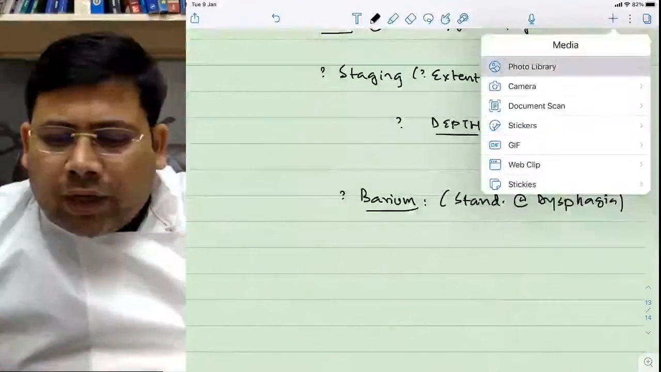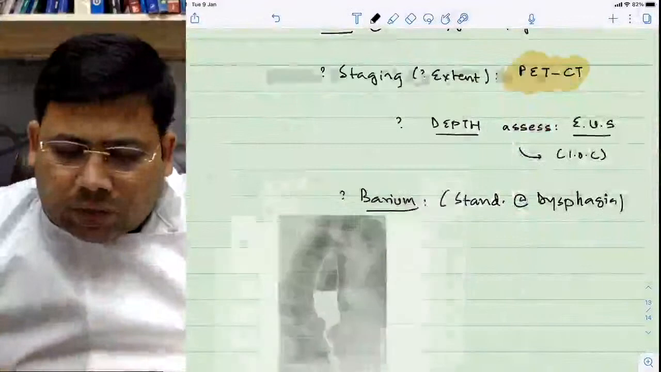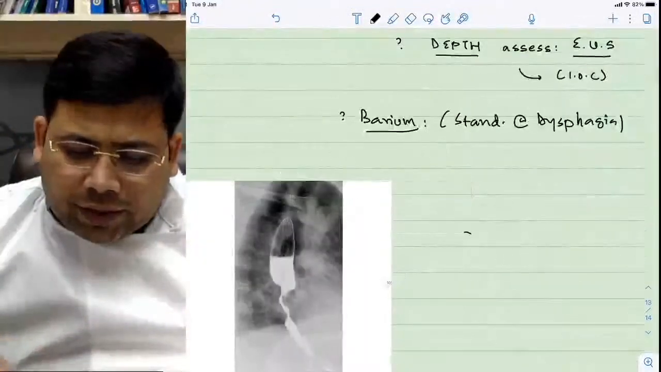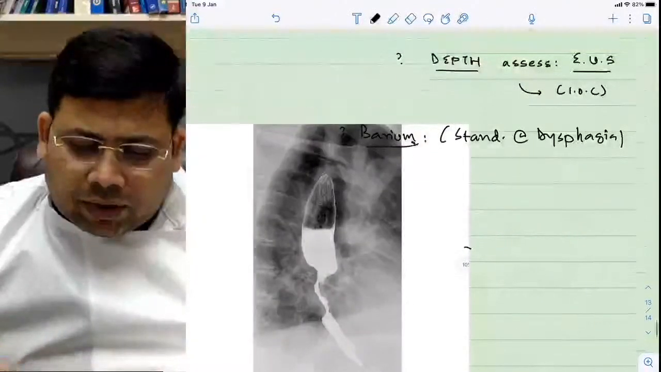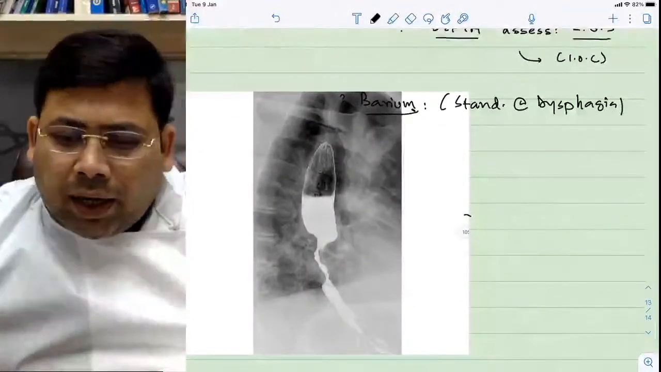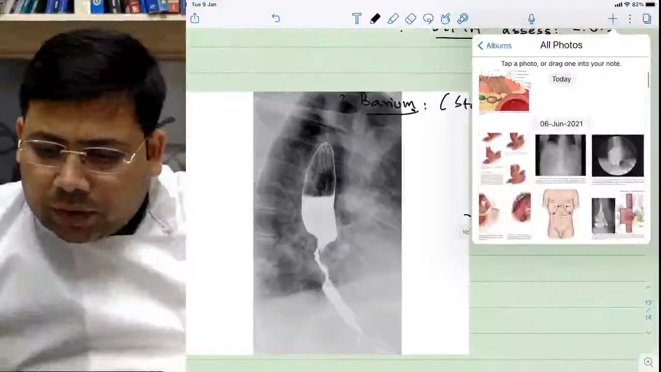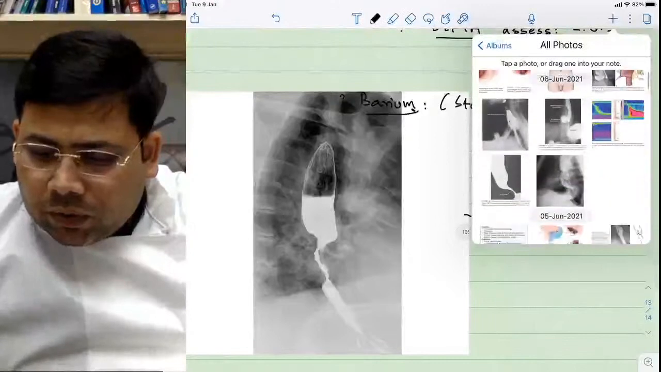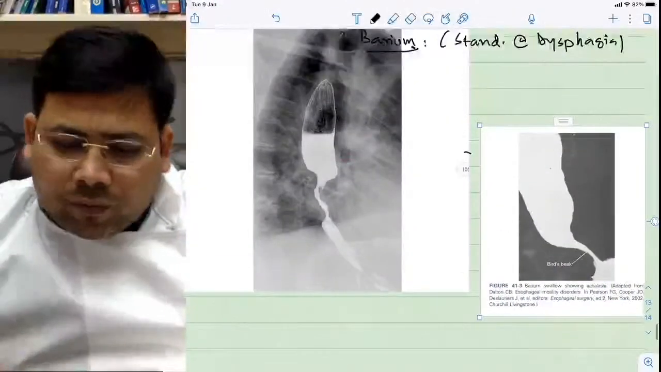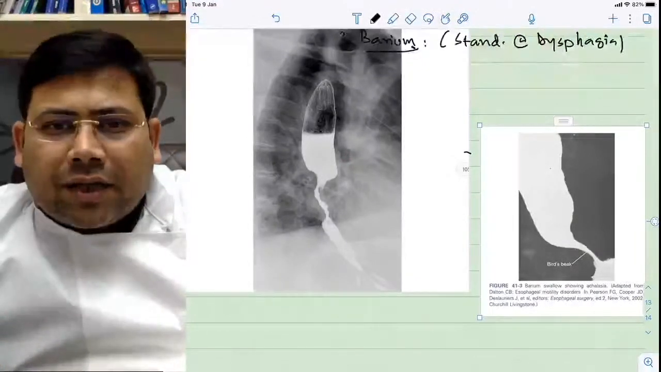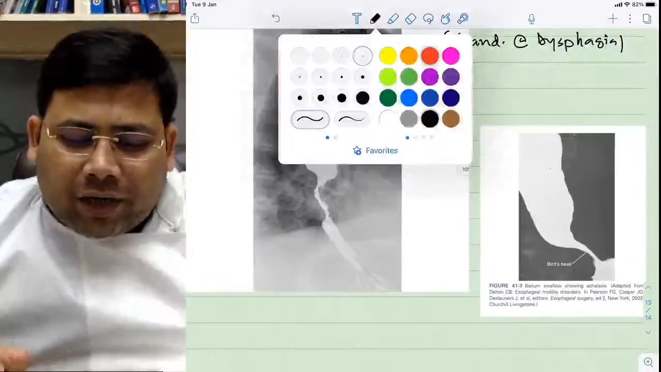Now I'll show you two bariums and you try to evaluate them. So this is one barium, I'll just increase the size of this. And I will show you one more barium. Try to see this barium also. If you see, both of them are giving you a classical bird beak like appearance. But this one is more like the tail of a rat.